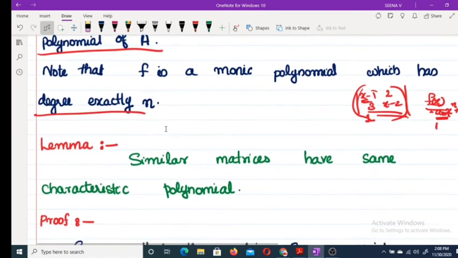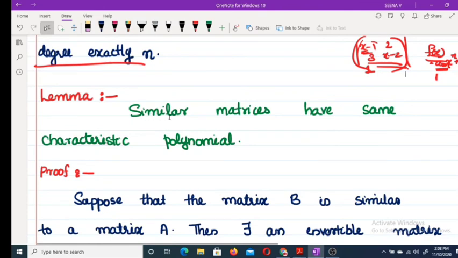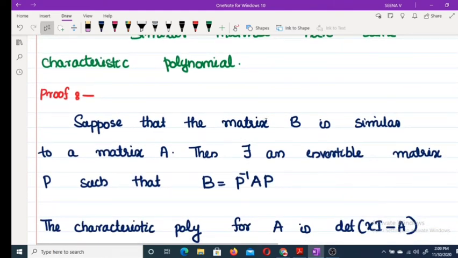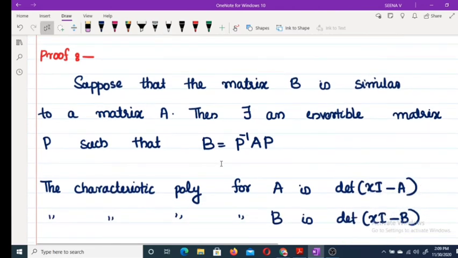Now moving to the next lemma. This is very important. Lemma: similar matrices have the same characteristic polynomial. Proof. Suppose that the matrix B is similar to a matrix A. That means there exists an invertible matrix P such that B equals P inverse AP. Okay. B is similar to A.